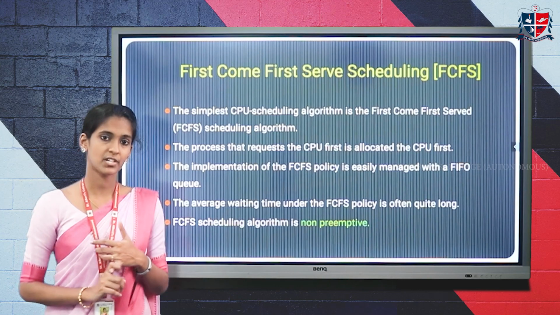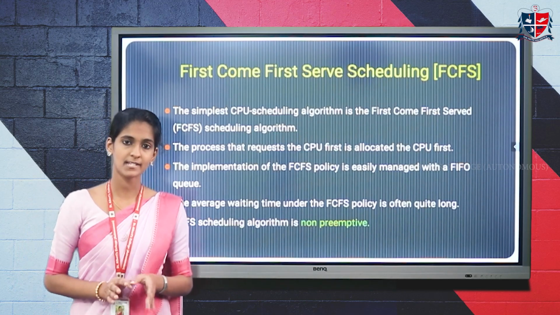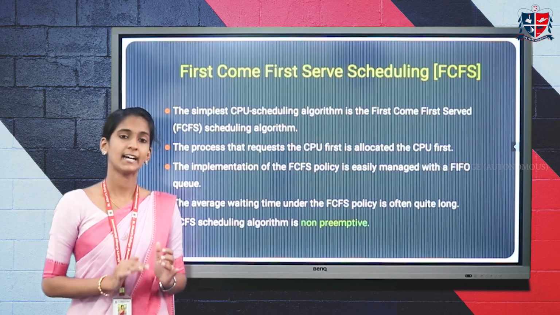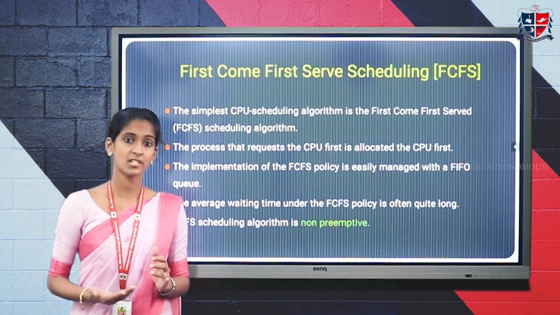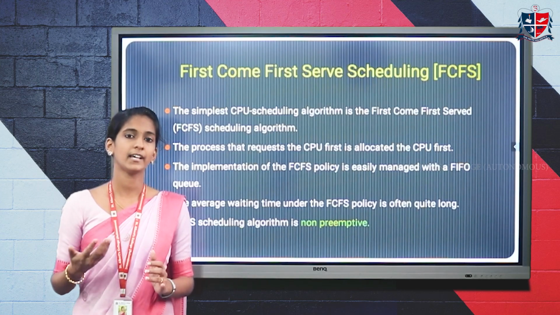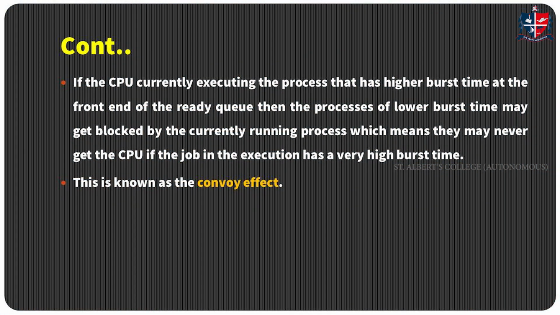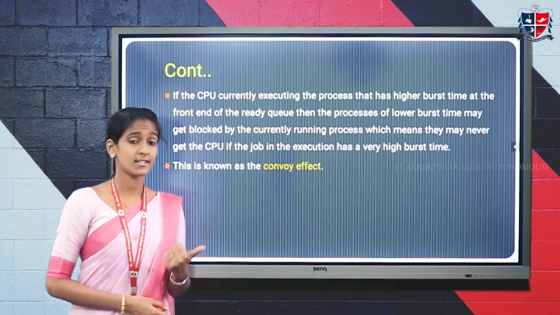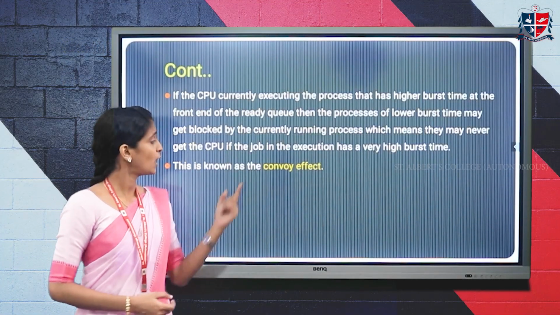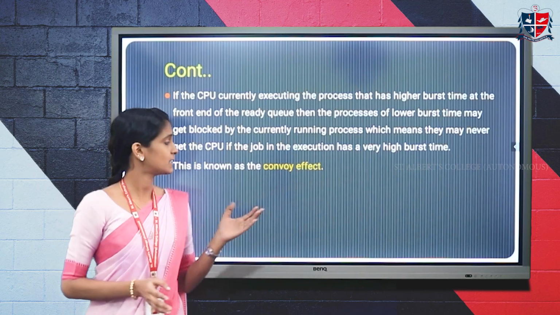The first come first serve scheduling algorithm is a non-preemptive algorithm, and it is basically the simplest algorithm among the scheduling algorithms. The CPU is allocated in the manner in which the processes request it, and it can be implemented by using a FIFO queue. One of the main disadvantages of first in first out scheduling is the convoy effect. What is this convoy effect? You may all be familiar with the term.